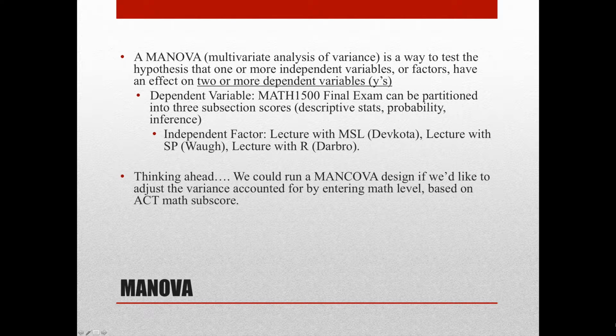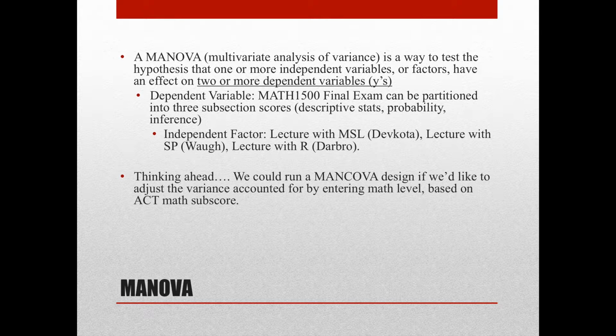Again, that is a pretty simple example of ANCOVA. Now, that moves us into MANOVA. I think that builds kind of a solid foundation on the ANOVA family on things that we've looked at so far. So let's move into MANOVA. MANOVA is a multivariate analysis of variance, just as we said, and it's a way to test hypotheses that one or more independent variables or factors have an effect on two or more dependent variables.